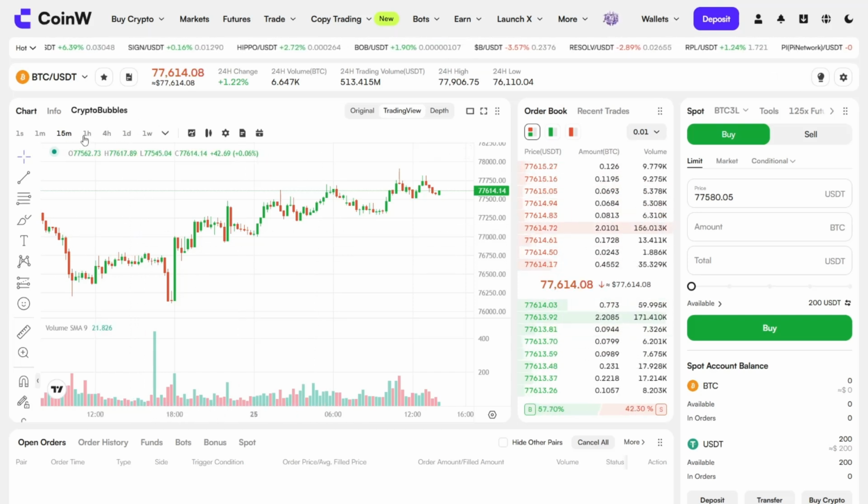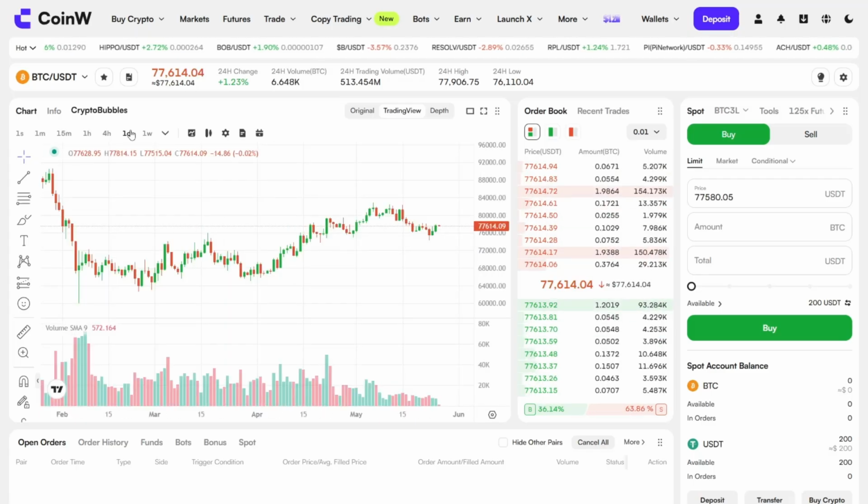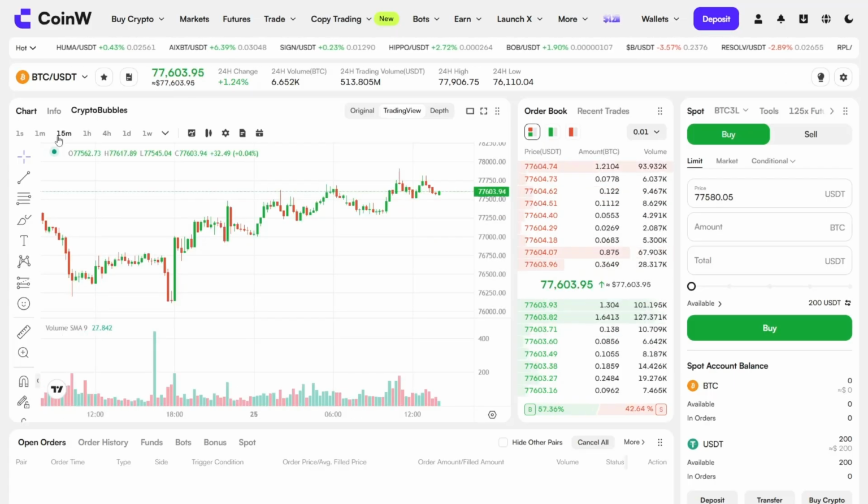Shorter time frames like the 15-minute and the 1-minute are useful for seeing what price is doing right now, while longer time frames, like the 1 hour, 4 hour, or daily chart, help us see the bigger trend. For beginners, it's usually helpful to check both. Use the longer time frame to understand the overall direction, and the shorter time frame if you're looking for a better entry.